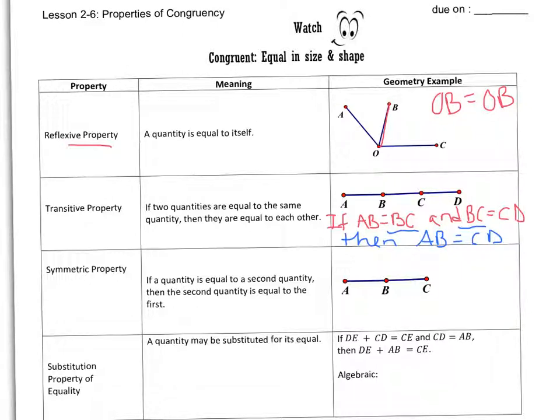The symmetric property is if a quantity is equal to a second quantity, then the second quantity is also equal to the first. So if AB equals BC, then we know you just flip it, BC equals AB as well.